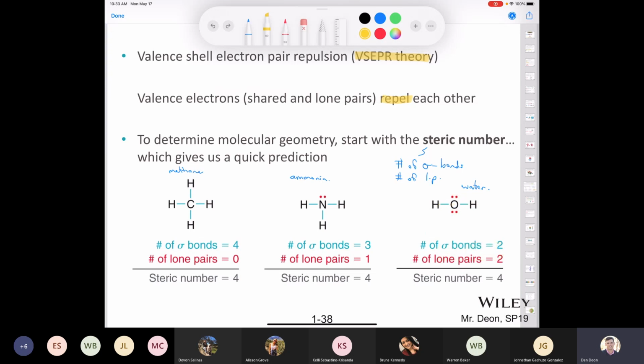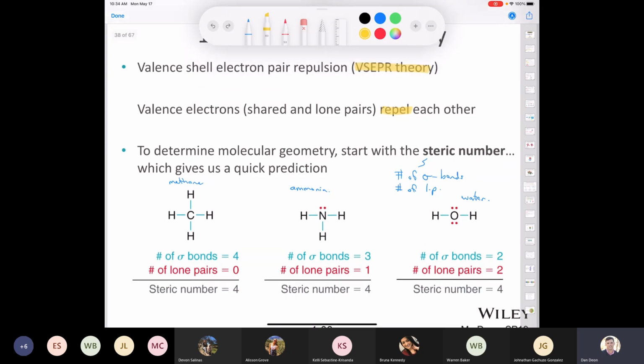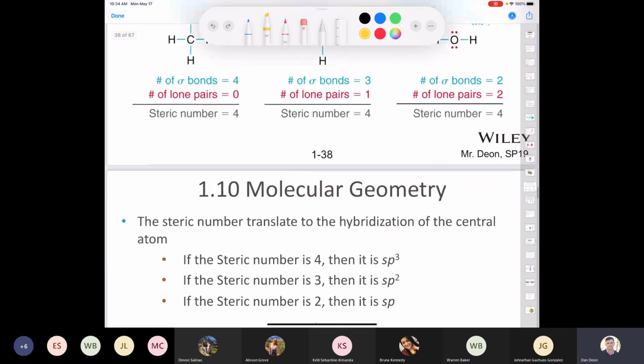So again, all 3 of these molecules, the central atom has a steric number of 4. And so how are those electrons going to seek to repel each other? They're going to get as far away from each other as possible. And the electron geometry for all 3 of these molecules will be the same. It will be tetrahedral. However, their molecular geometry will not be the same, will it?